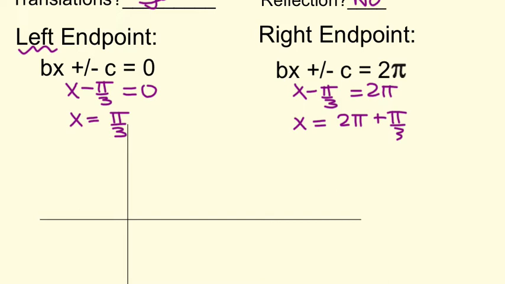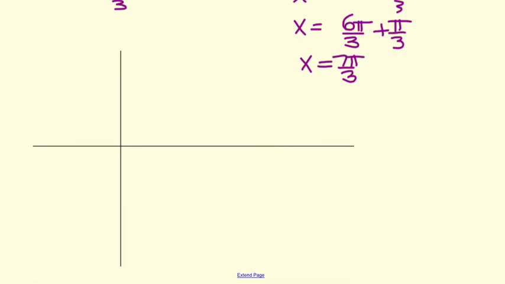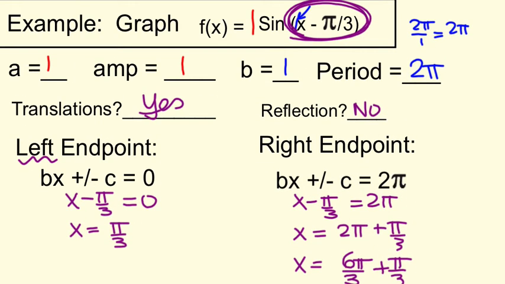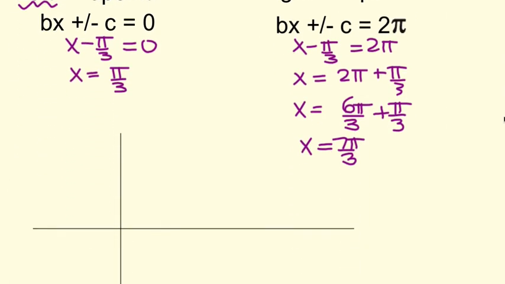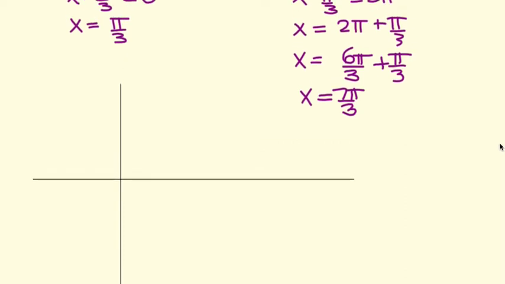My son's here today, so x equals, I'm going to change that 2 pi to like denominator. 6 pi over 3 plus pi over 3 is 7 pi over 3. All right, I'm ready to go now. I can go ahead and graph this function. So I come up here, my amplitude is 1 and my period is 2 pi. So I'm going to just remember that for now.